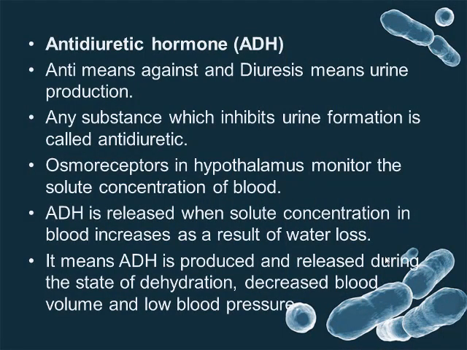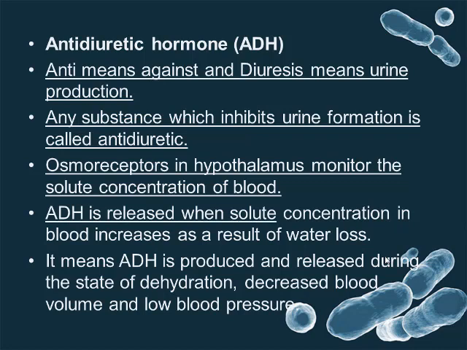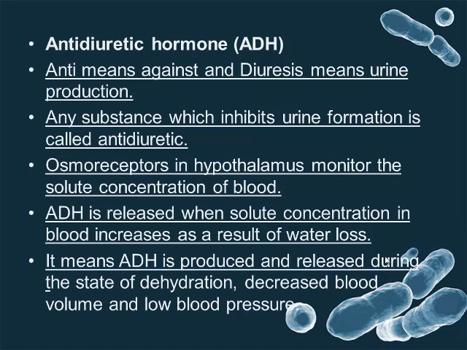Antidiuretic hormone ADH. Anti means against, and diuresis means urine production. Any substance which inhibits urine formation is called antidiuretic. Osmoreceptors in hypothalamus monitor the solute concentration of blood. ADH is released when solute concentration in blood increases as a result of water loss. It means ADH is produced and released during the state of dehydration, decreased blood volume, and low blood pressure.